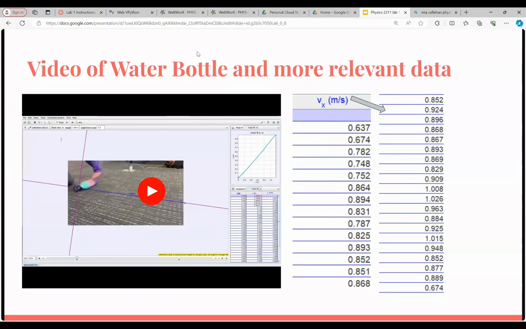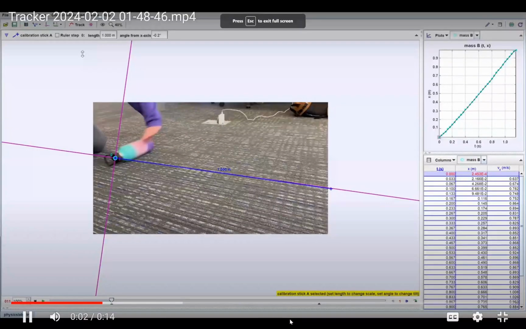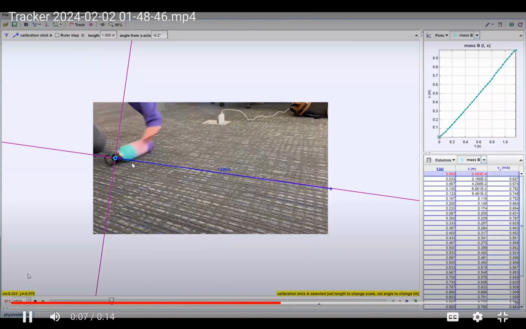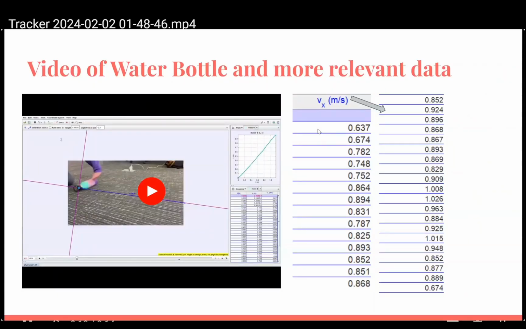And next, here is the video of the water bottle rolling across the floor. As you can see here, this is my x-axis, the line that the water bottle rolls across, and then this is the y-axis. And on the right here, I have included the velocity in the x direction, which, as you can see, starts at 0.6, goes up to 1.026, and then goes back down to 0.674, which shows that the velocity is continuously changing with each time frame.